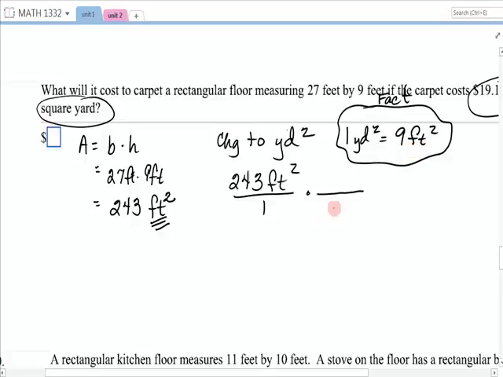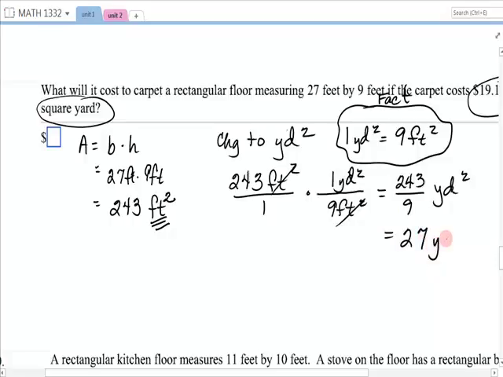The 9 feet squared and the 1 yard squared on top. So I have 243 over 9. Square feet cancel. I have yards squared, and I'm hoping that's divisible. I believe it is. This is 27 square yards.